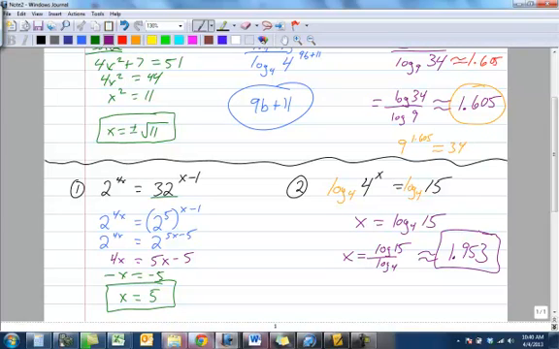Hey, how could you check your answer? Plug it in up here, right? 4 to the 1.953 is approximately 15. You can take my word on it on that.